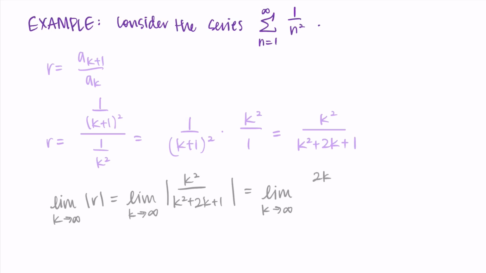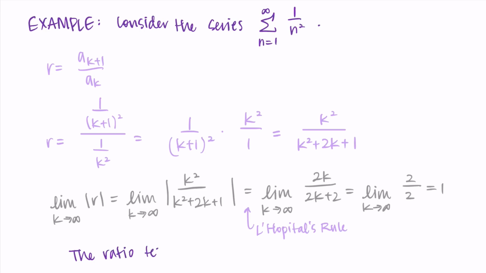So I take the derivative of the numerator, that's 2k. Derivative of the denominator is 2k plus 2. I'm still in infinity over infinity, so I need to do it again. I'm getting 2 over 2, which doesn't have any k's left anymore, so we just have 1 as our limit. Now in this case, 1 isn't less than 1, so we're in that inconclusive case. We're not greater than 1 or less than 1, we're equal to 1, and so this ratio test doesn't tell us anything about this series, and we need another method in order to determine what's happening here.